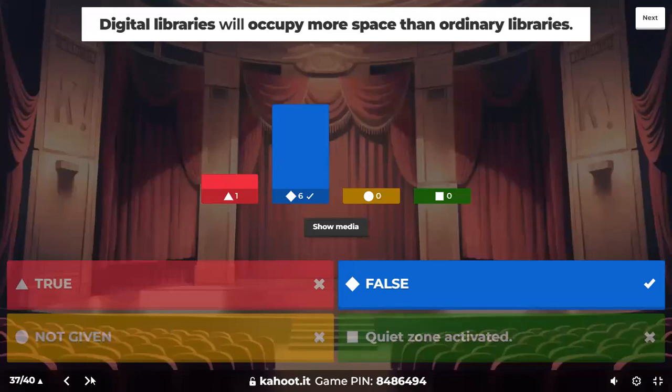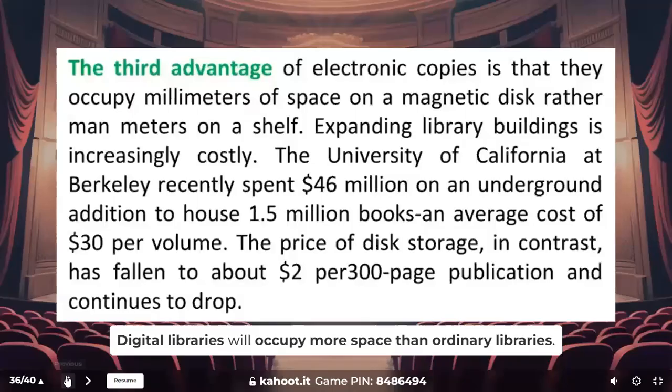But there is only one who said it true. Electronic library is that they occupy millimeters. The opposite is meters, and this is in millimeters. So it is the opposite. Why the opposite?